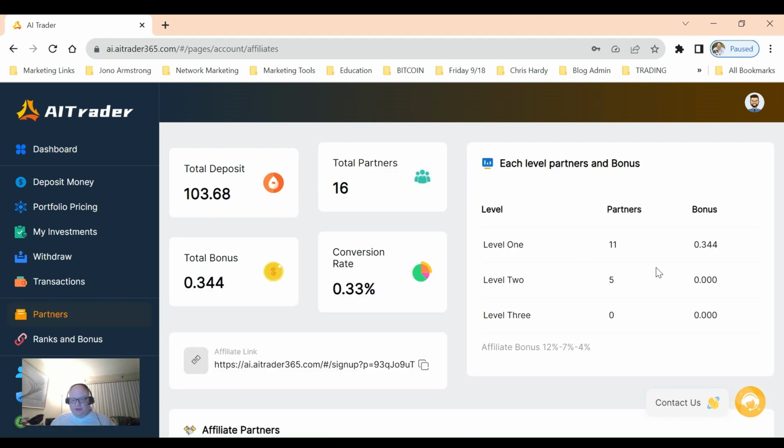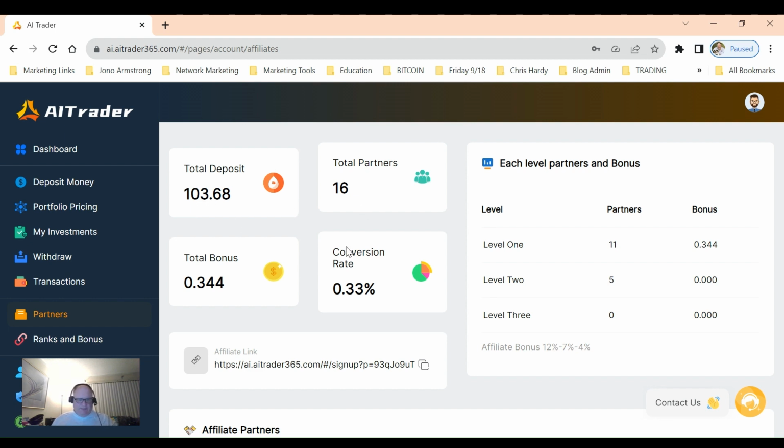So one thing I've recently learned is that if you go under partners, it will share with you that you can earn 12% on the first level, 7% on the second level, and 4% on the third level. So I just learned today that these are actually bonuses you earn on the profits of your team.